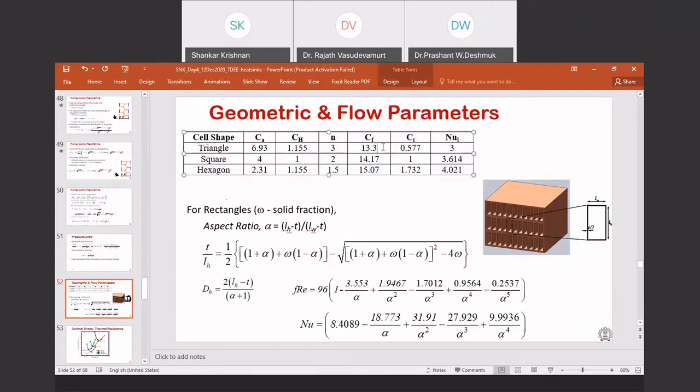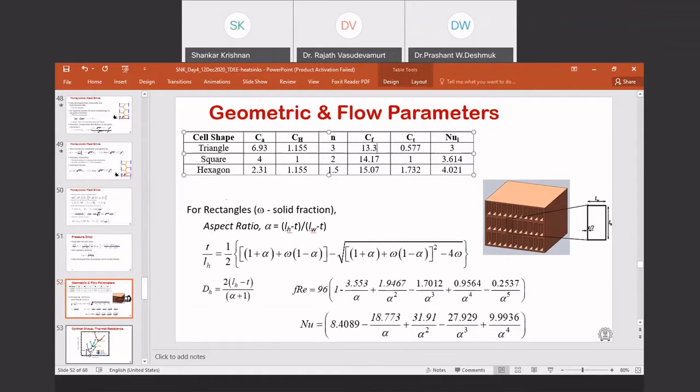is the friction factor, and hexagon and so on. So you can even define it for rectangles. Then the friction factor and Nusselt number are given by this. Alpha is the aspect ratio of the rectangle.